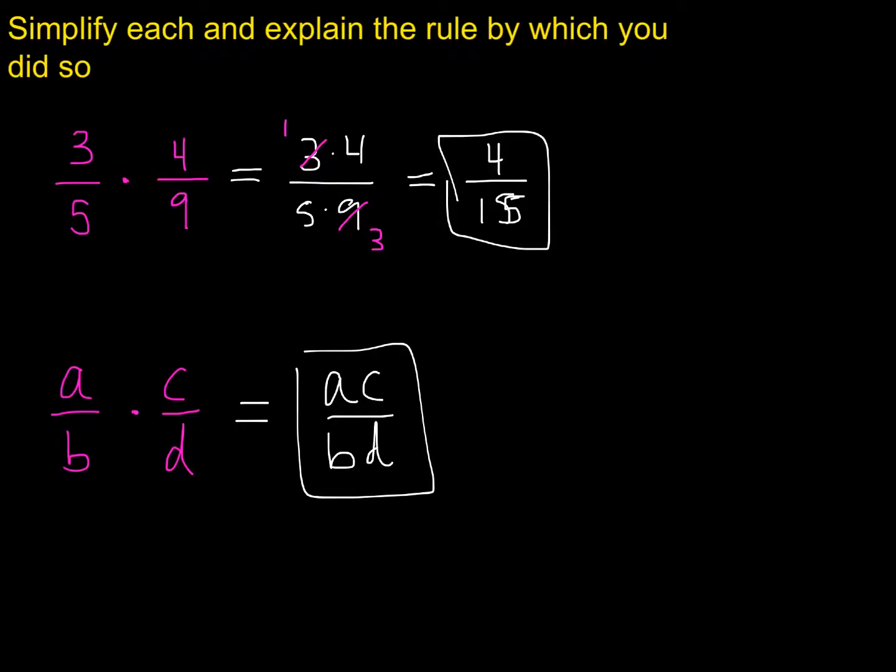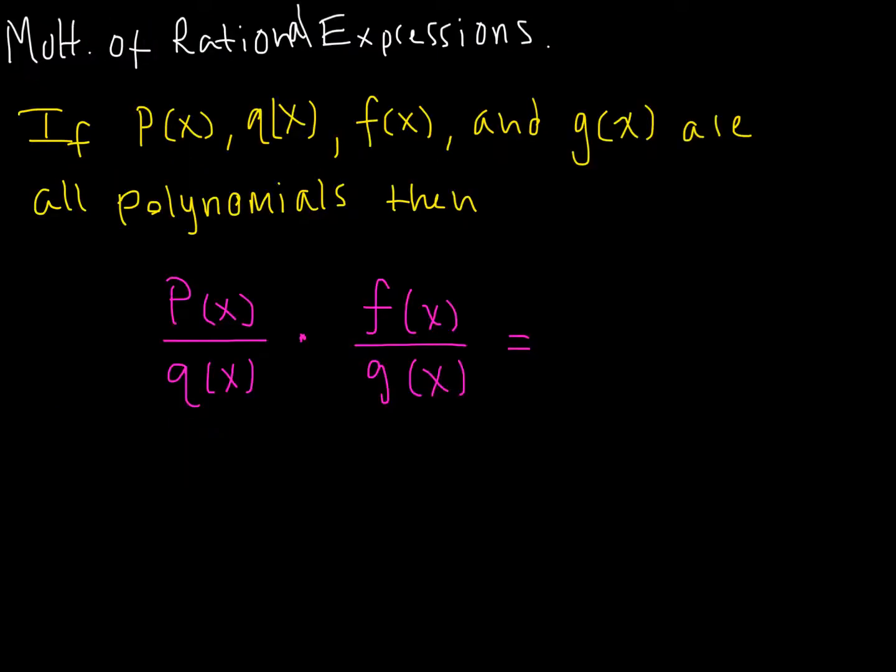And we can extend this to rational expressions, because what is a rational expression? It's nothing more than taking a polynomial and dividing it by another polynomial. So here, if I have p of x, q of x, f of x, and g of x that are all polynomials, then notice what we have here. We have polynomial over polynomial times polynomial over polynomial. Well, a quotient of two polynomials is a rational expression, right? This here is just a rational expression. So what I'm doing is I'm multiplying two rational expressions.